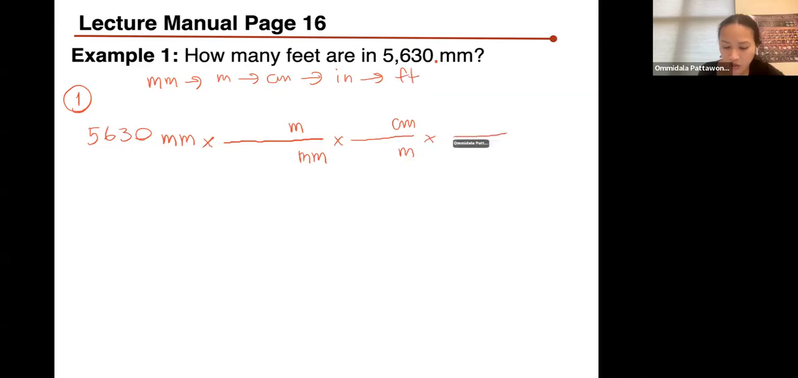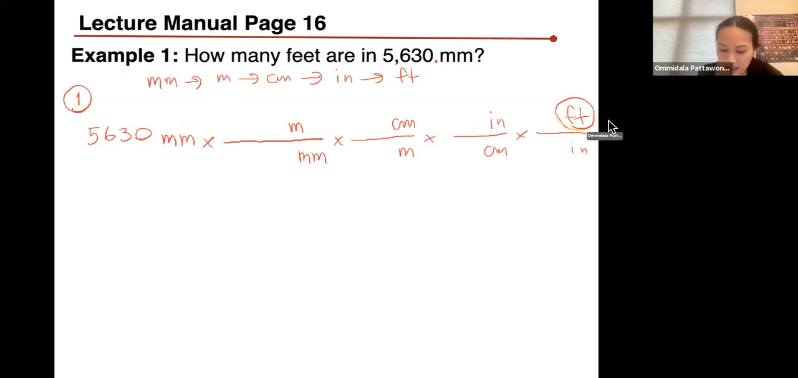So that means centimeter would be on the bottom, inch would be on top, and then lastly, our inch would be on the bottom, and feet should be on top, right? So that would be how we plan this out. Note that when you set it up, at the end, you need to make sure that all of these units cancel out, and your final unit has to be on top. Okay, so it has to be part of the numerator.